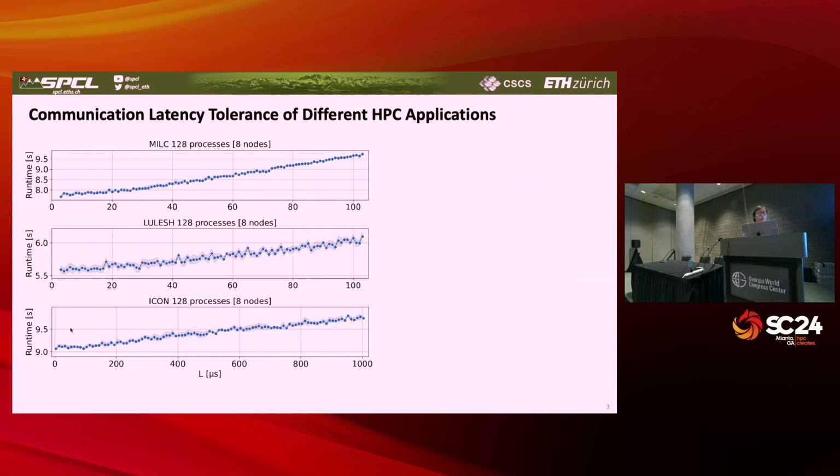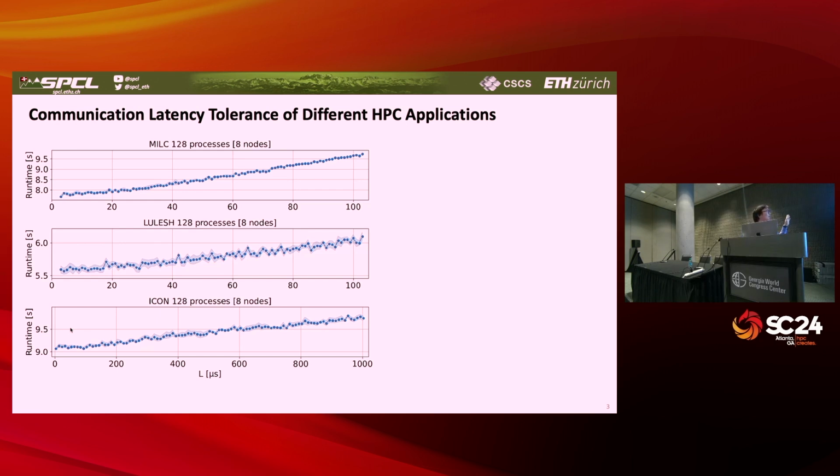To answer this question, first we have to understand whether there actually exists a difference between the network latency tolerance of HPC applications. Here I present three applications from three representative domains. We have MILC, a quantum chromodynamic simulation that is known to be sensitive to network latency. Then we have LULESH, which is a very popular HPC benchmark. And finally, we have ICON, which is a weather and climate simulation.